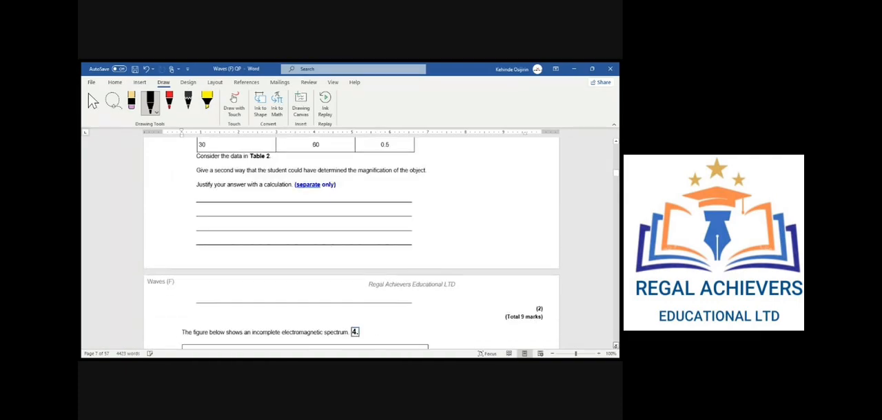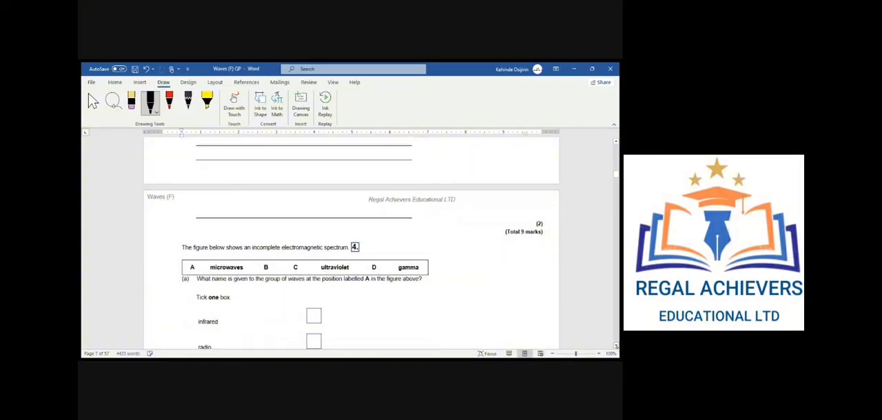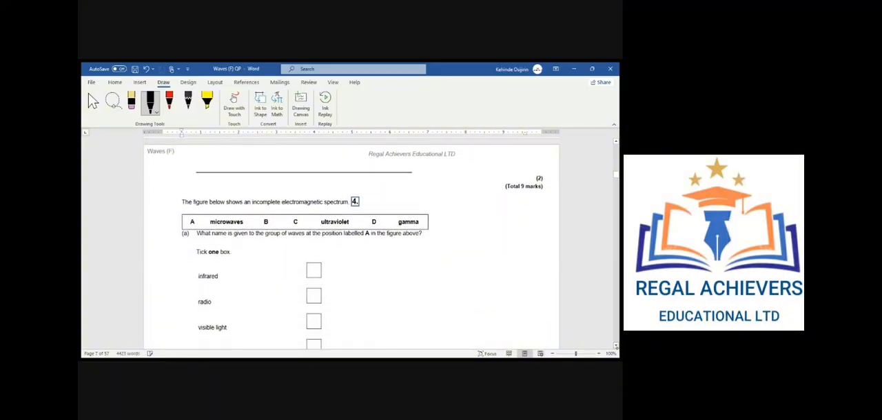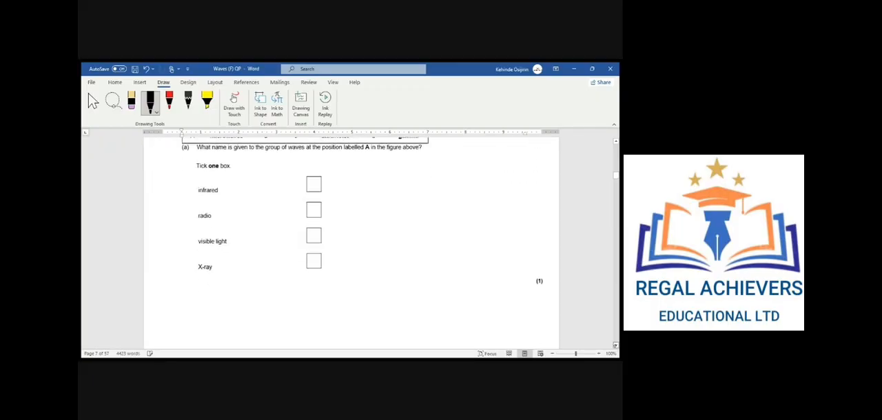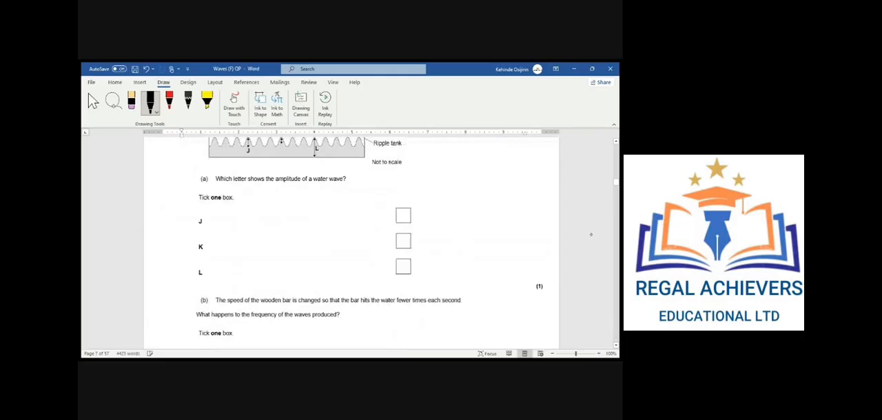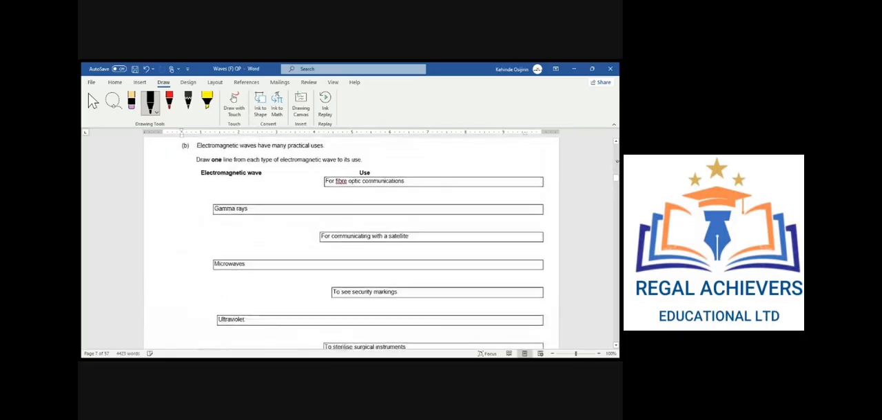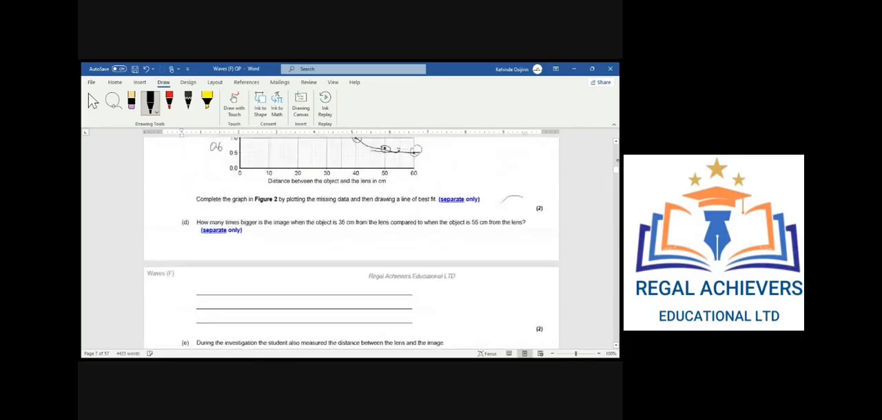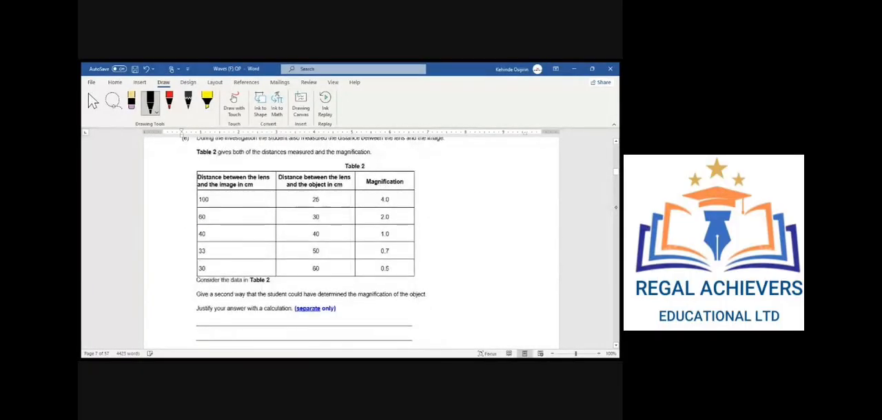Then the next question says, what name is given to the group of waves at the position labeled A in the figure above? I think the figure will probably be below. I'm not sure whether it's been given. Okay, we'll stop here for now.